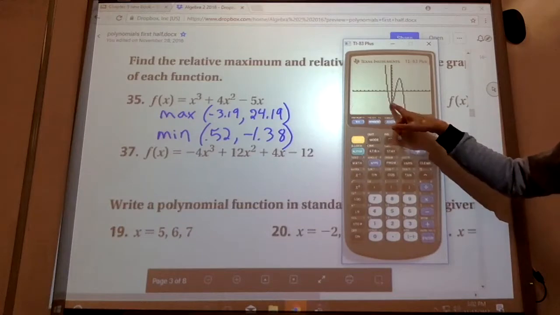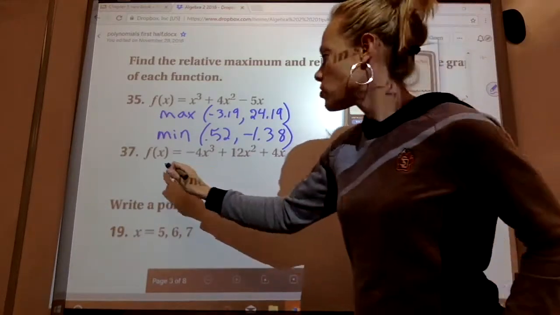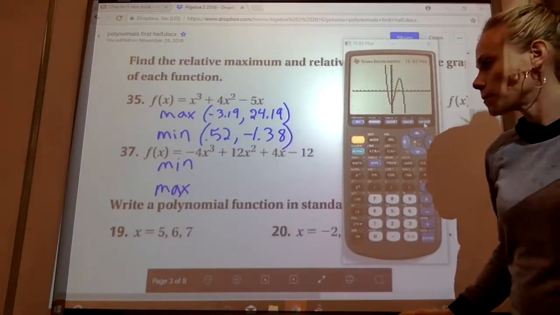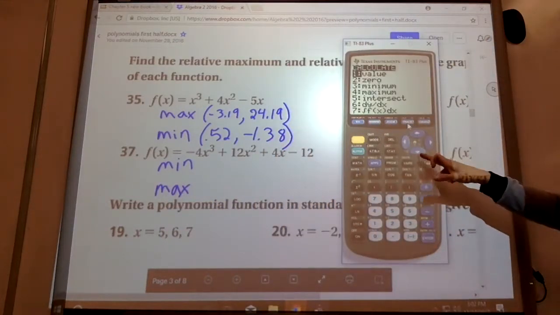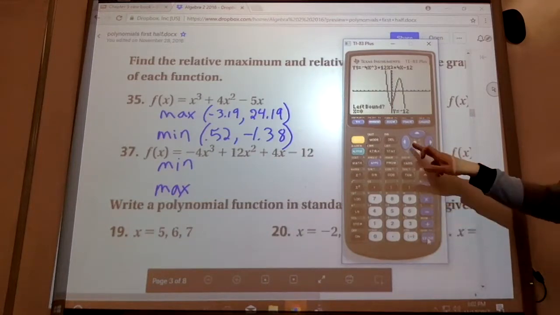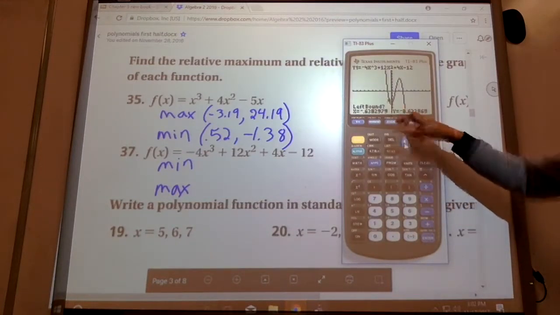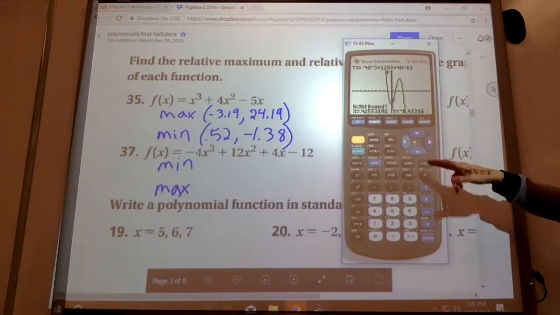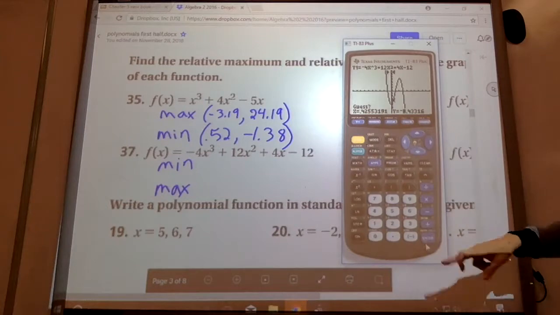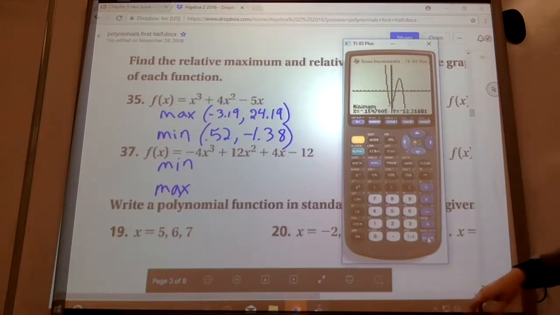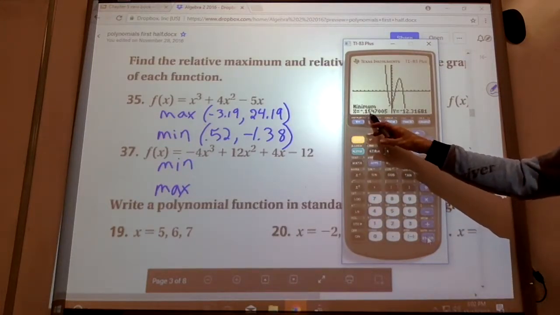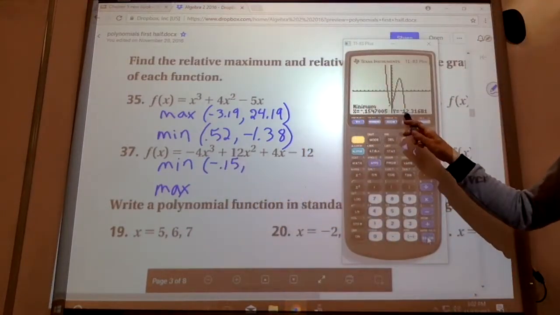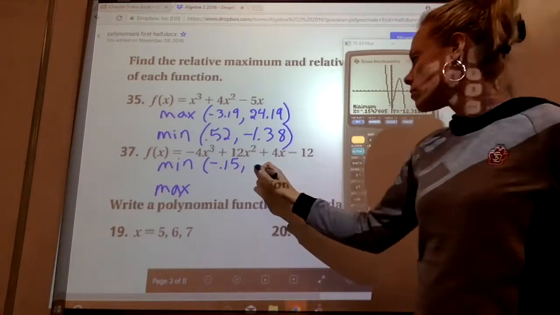So I need this min and that max. This one has one of each again. So let's calculate the min and the max. So second trace, minimum. Left bound, I gotta go to the left side of the min. Right bound, I have to go to the right side of the min. Guess, yes, enter again. And I get this, -0.15, -12.32.